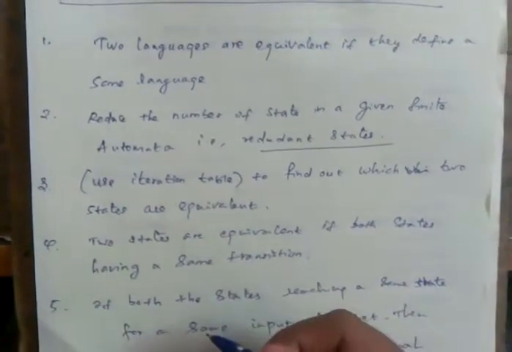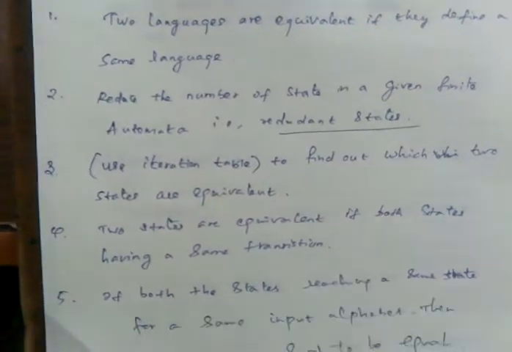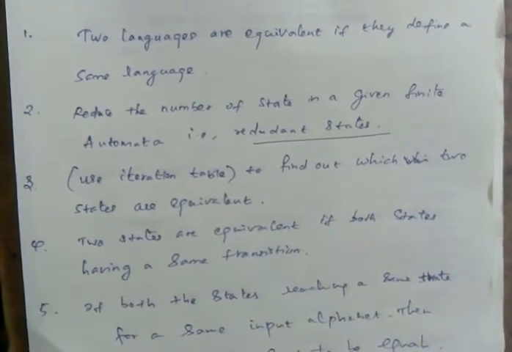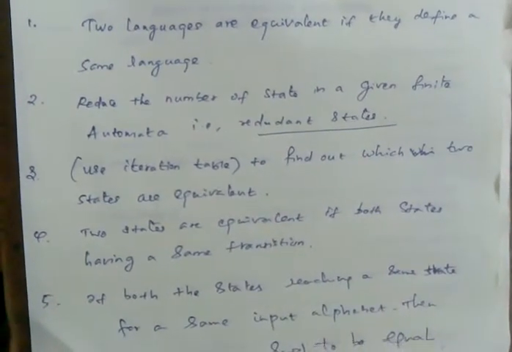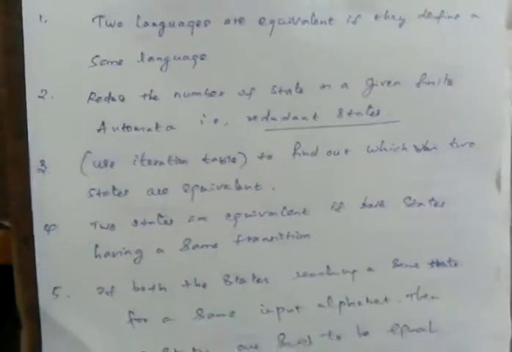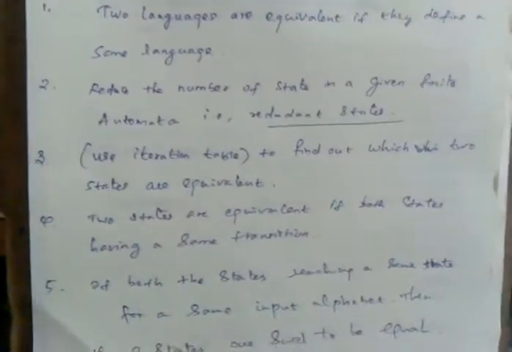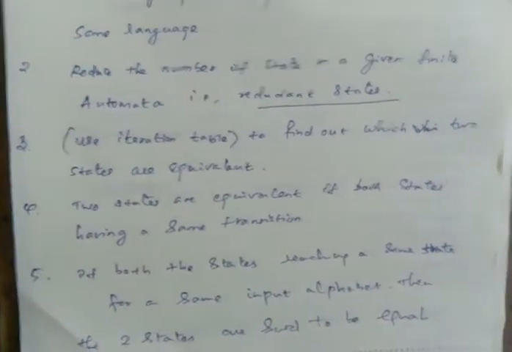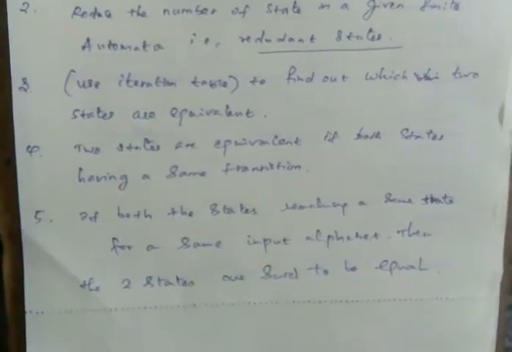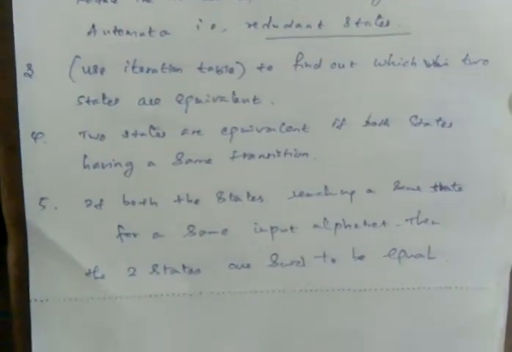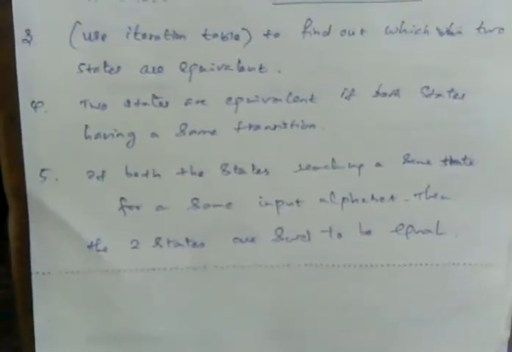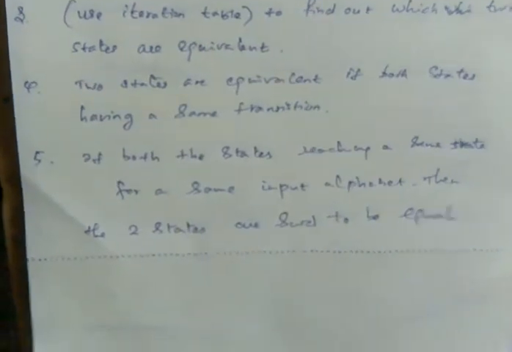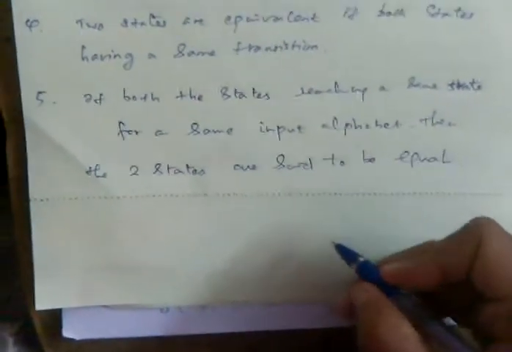Next, use an iteration table to find which two states are equivalent. So we periodically update the transition table, and these transition tables are called iteration tables. Then two states are equivalent if both states have the same transitions, same as the first one. If both the states reach the same state for the same input alphabet, then the two states are said to be equal.